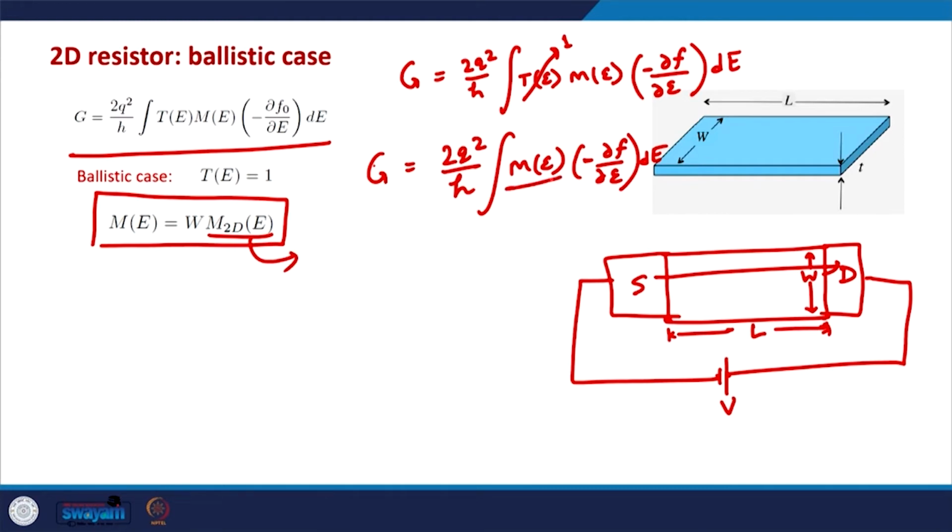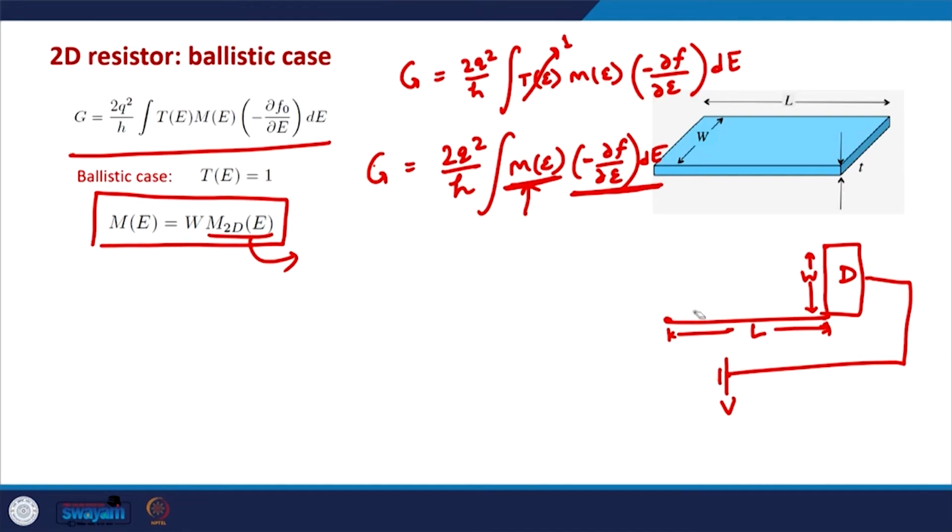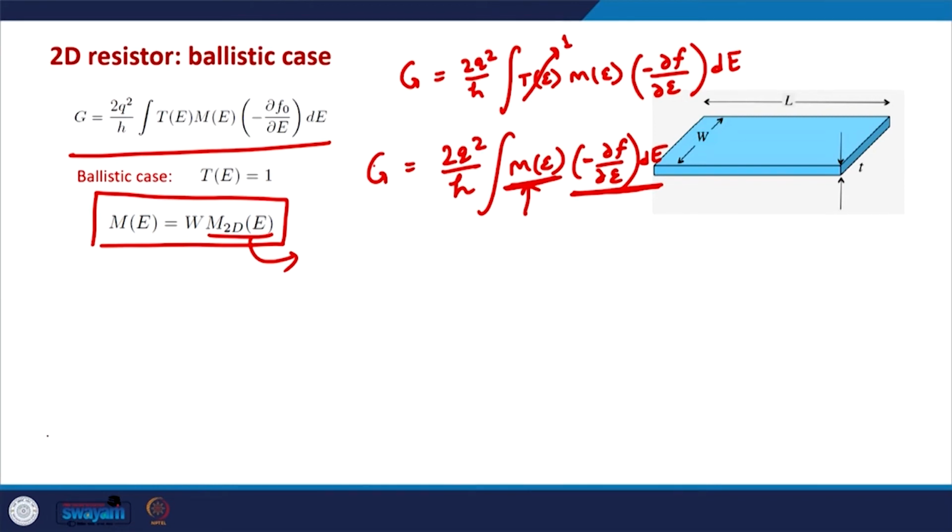So, there are basically 2 terms here, one is M(E), second is this. M(E) is the number of modes, and we know the expression for the number of modes in a 2D conductor, so we can directly put in the values from the expression that we derived while we discussed the number of modes. The second term is minus del f by del E dE. And as you might recall, we have also had a discussion on this second term, which is also known as the Fermi window.